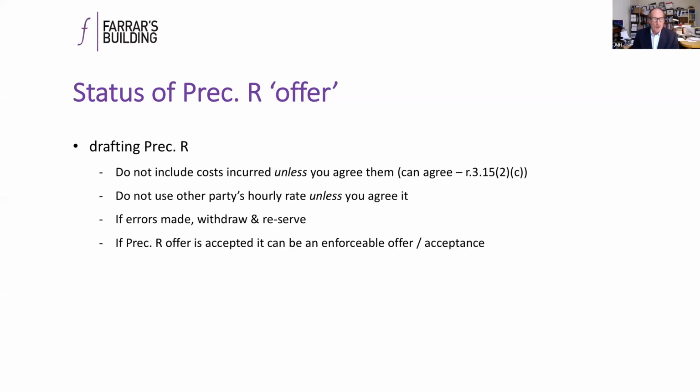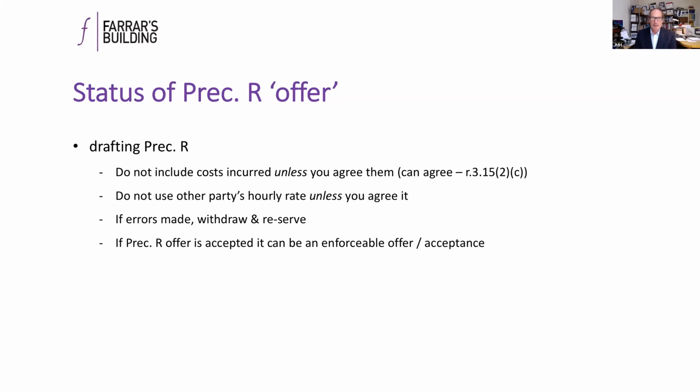What about drafting the precedent R? Just a few points. Don't include costs incurred unless you agree them. You can agree them, but sometimes one sees them being included by mistake. So if you include them, only include them because you want to agree them and want to, if you like, oust the opportunity for having those costs incurred assessed in due course. Don't use the other party's hourly rates with some kind of caveat, as you see sometimes in precedent Rs, because if it's accepted, you can't challenge the hourly rate later on. I'll come on to that in a moment.